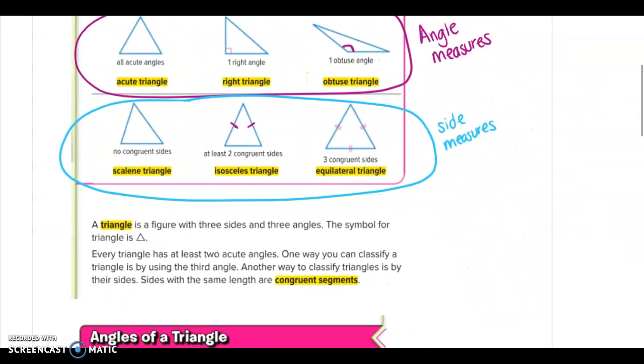A triangle is a figure with 3 sides and 3 angles. The symbol we use is an actual triangle symbol. Instead of writing the word triangle, a lot of times you'll see me write that symbol. It looks like a triangle right here. Every triangle has at least 2 acute angles. One way you can classify them is by the third angle. If that third angle is acute, it's an acute triangle. If it's a right angle, then it's a right triangle. And if it's an obtuse angle, it's an obtuse triangle. Another way is talking about congruent segments. Congruent segments just means equal sides.